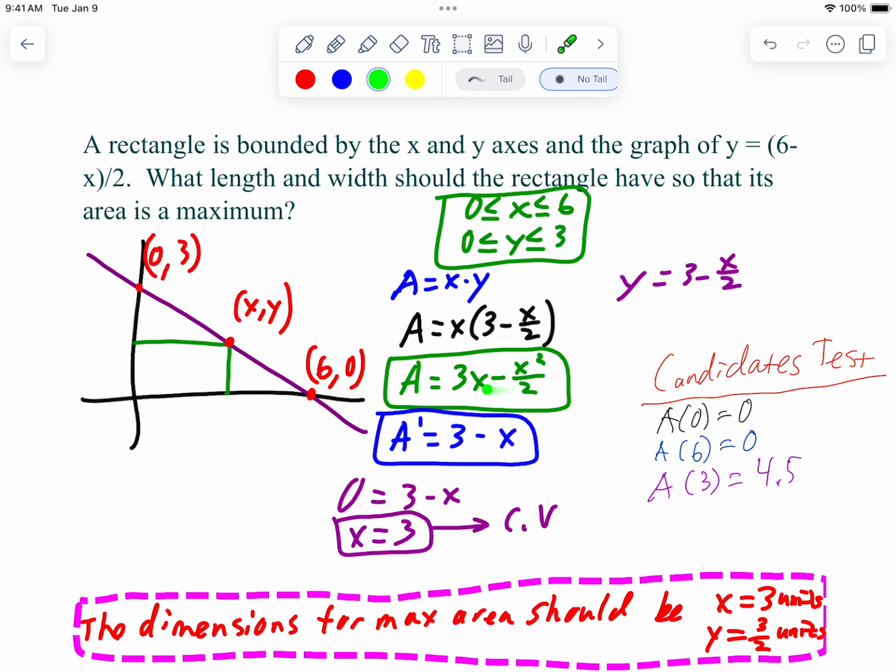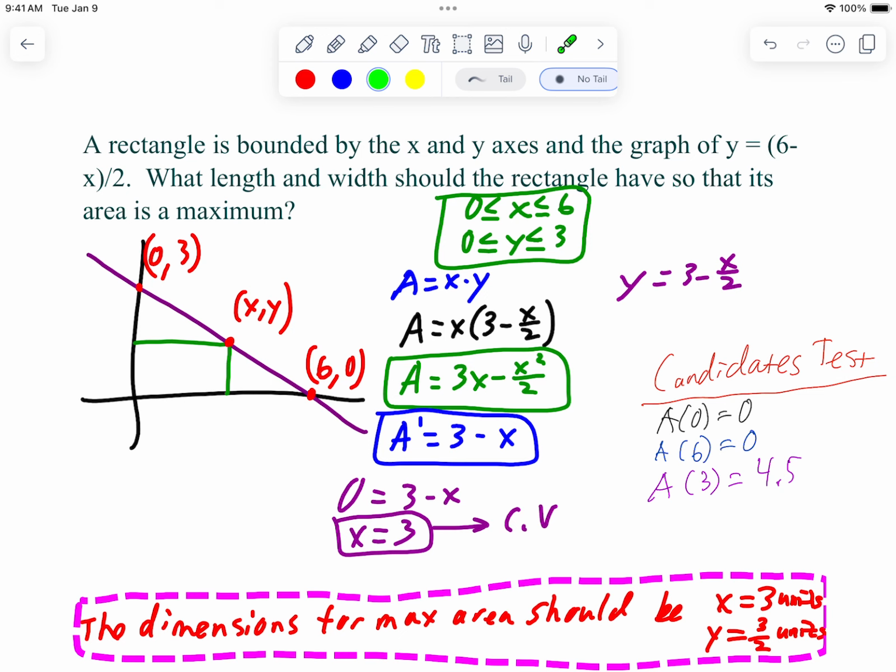I distributed just to make it a little bit easier for the derivative. I can go ahead and do the derivative, and this is a pretty basic derivative, so I get 3 minus x. So my only critical value then is x equals 3. I want to point out, so again, here we're doing the candidates test, but if we needed to do a first derivative or a second derivative test, this would be a really easy second derivative because the second derivative is just -1.